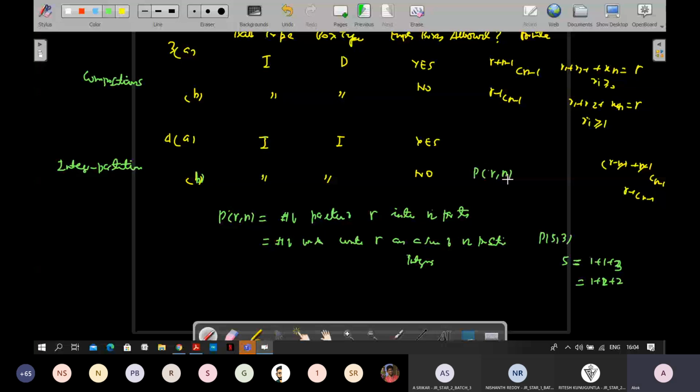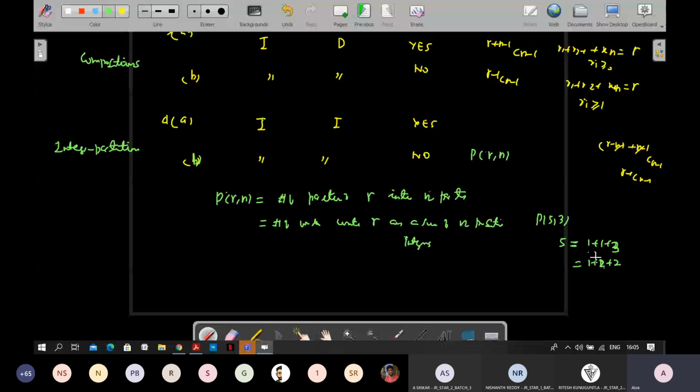Just as I gave you the name SRN, if you remember SRN, similarly I am saying that PRN is the number of ways to write a positive integer R as a sum of n positive integers. For example, you want to write 5 as a sum of 3 positive integers. So how will you write it? 1 plus 1 plus 3 or 1 plus 2 plus 2. No other way. Are you getting my idea?